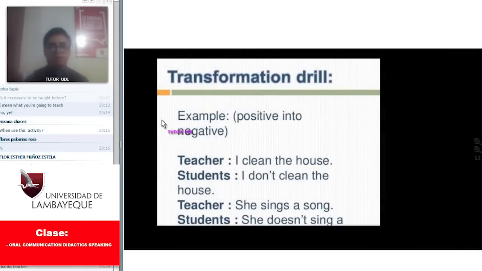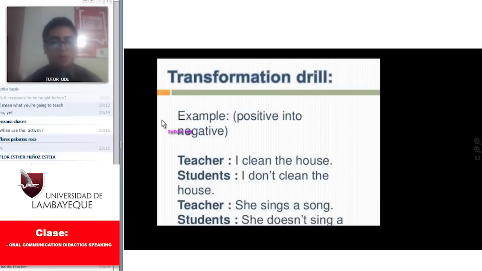So the next one, this is another very interesting drill, that is transformation drill. Transformation drill is different, because here the students have to transform the sentence. For example, if you have positive, maybe they have to use negative. So that's transformation, because it's not the same. All right? Here you have an example of transformation drill. Teacher, I clean the house. And the students are going to say, I don't clean the house. In this case, the students are using transformation drill, because they are using the negative part.